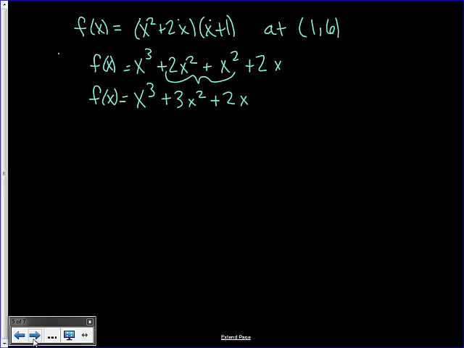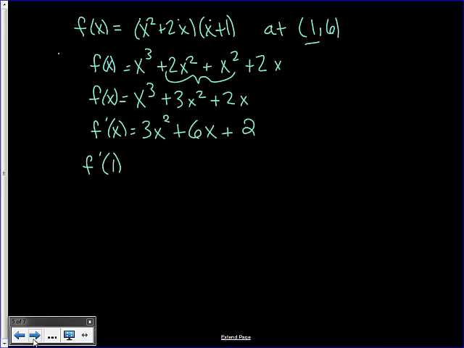Take the derivative. So f prime of x is bring my exponent down. 3x, take away 1 from my exponent, squared, plus bring my exponent down. So 3 times 2 is 6. Take away 1 from my exponent, x, plus, well, the derivative of 2x is just 2. Okay, so now I've done my first part. I have my derivative. Now what's my next step? Plug in x. So what's my x value? My x value is 1.